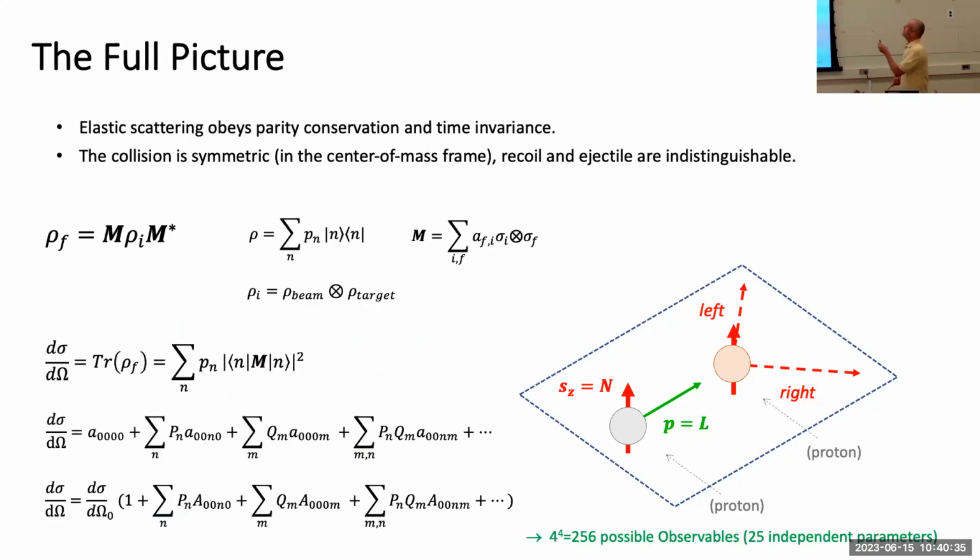Now, if we go a step further and maybe limit ourselves to elastic scattering, so we have a beam, that's the proton, obviously, and then we also use a proton target.